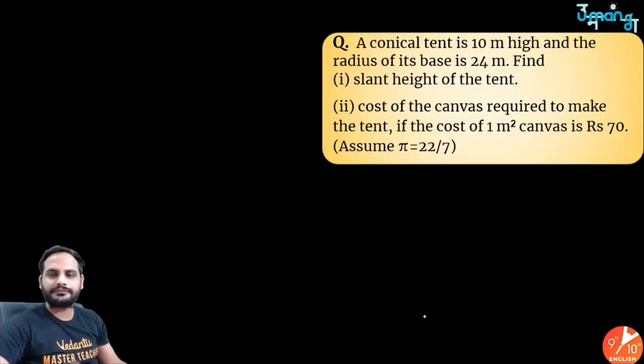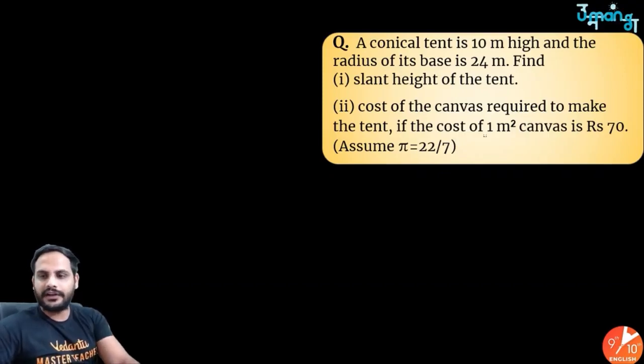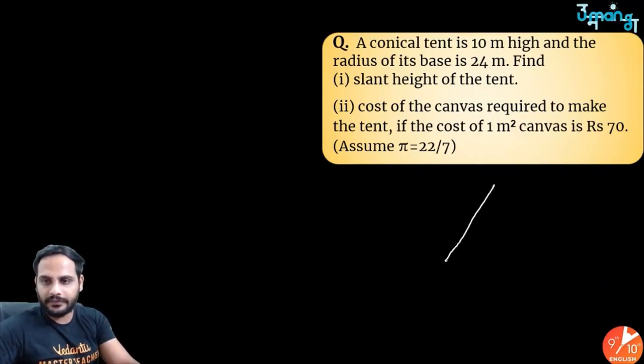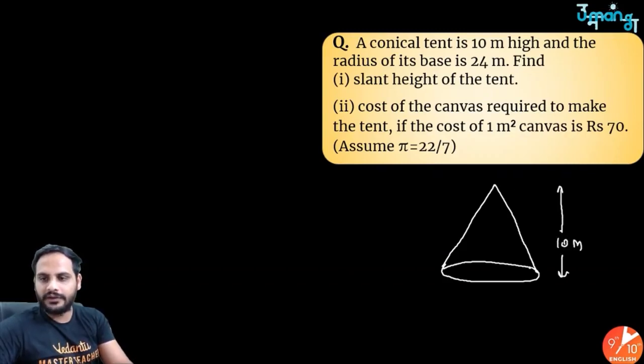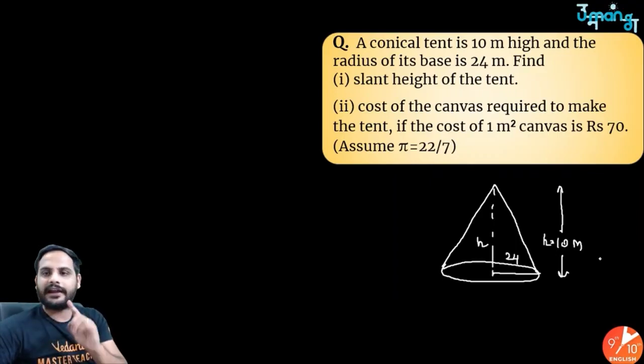Okay, next question. A conical tent of height 10 meter and radius of its base is 24 meter. So there is a tent, and what shape? Conical shape. So let's say this is the conical shape tent we have, whose height is 10 meter. Height, as you all know, is perpendicular to the radius. So height h is equal to 10 meter, and the radius of its base is 24 meter. They are saying find the slant height of the tent.